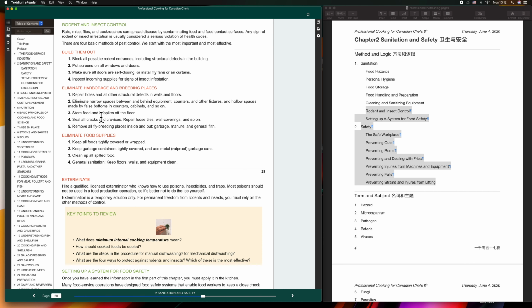Number 1, keep all foods tightly covered or wrapped. Number 2, keep garbage containers tightly covered and use metal garbage cans. Number 3, clean up all spilled food. Number 4, general sanitation. Keep floors, walls, and equipment clean. 第4点很多地方都是厨师来负责的，你要保证你的地板、墙还有设备是干净的。我们再看一下第2点，因为会有老鼠，如果你要用特别大的 garbage cans，一定要是金属的，这样可以防止老鼠把它咬破。下一个叫 Exterminate. Hire a qualified licensed exterminator who knows how to use the poisons.